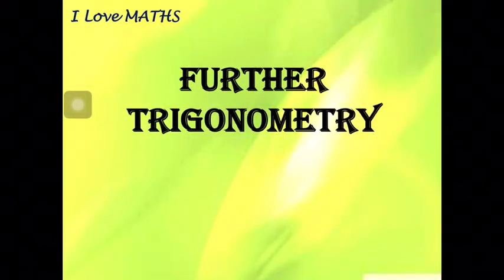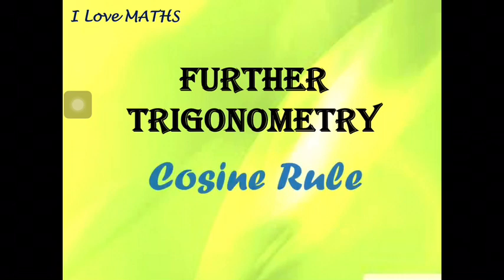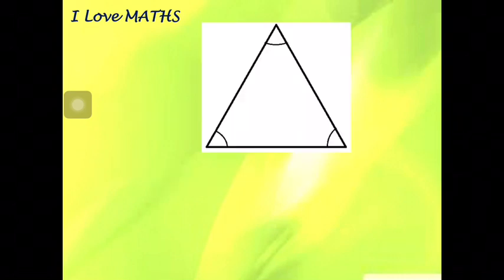About further trigonometry, specifically the cosine rule? Let's take this triangle. The given angle A has the opposite side A, the angle B has the opposite side B, and the angle C has the opposite side C.